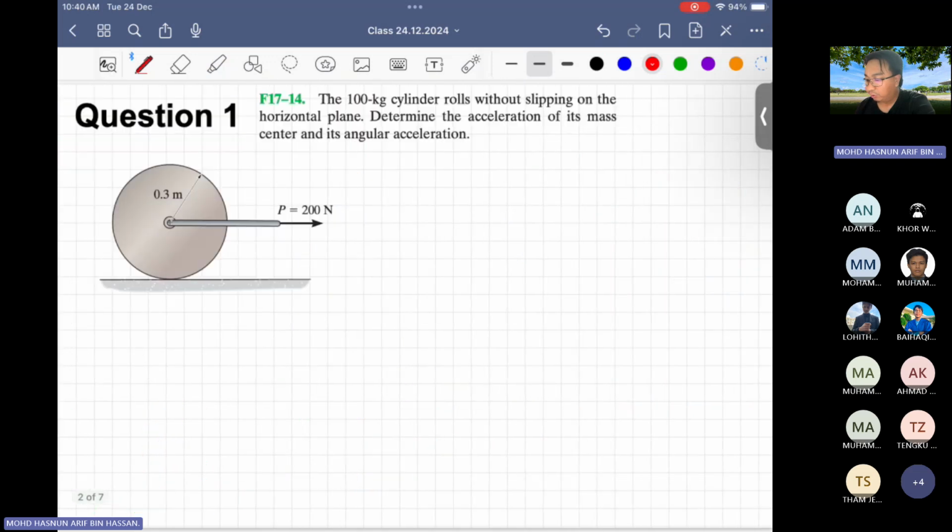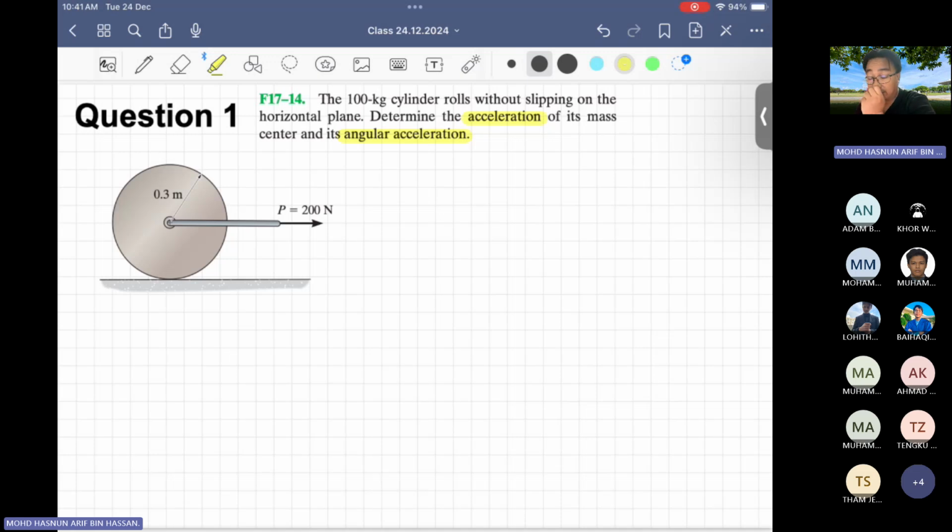Okay, so to understand better, I think we should look at an example problem. So let's look at the first example problem, which is question number 1. Let's read the question. The 100 kg cylinder rolls without slipping on the horizontal plane. Determine the acceleration of its mass center. So one of the keywords here is to find the acceleration, which is a, and its angular acceleration. So what you need to calculate is basically alpha, angular acceleration, and also a, the acceleration of the cylinder.